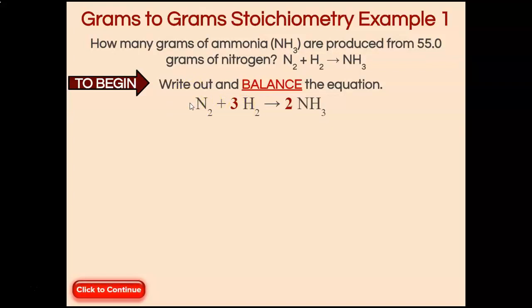So my ratio is 1 mole of nitrogen to 3 moles of hydrogen to 2 moles of ammonia. If we happen to be working with liters, if these were all gases, which they are, it actually works the same with liters. This would be 1 liter of nitrogen is equal to 3 liters of hydrogen to produce 2 liters of ammonia.